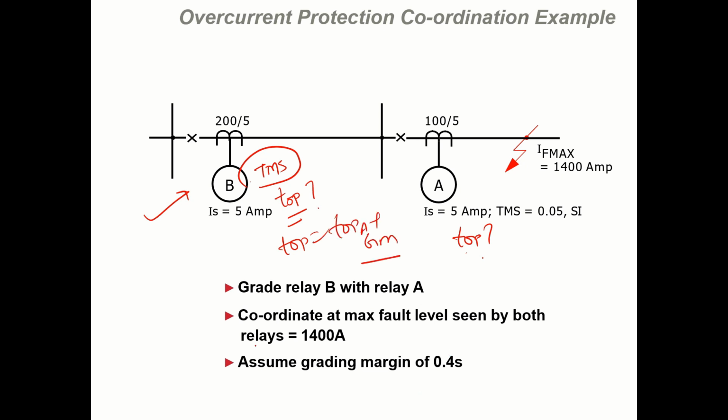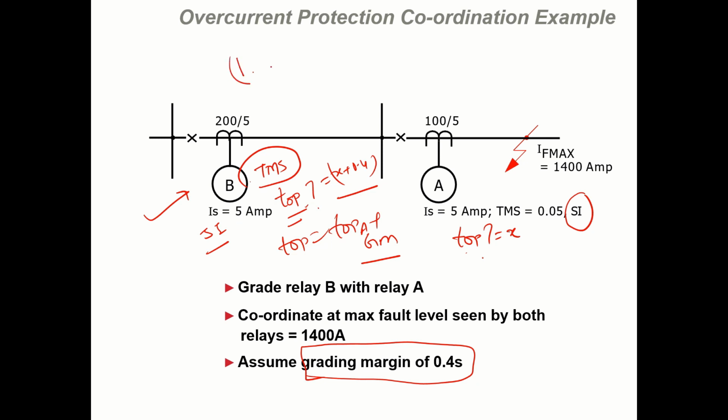In this case, we have this grading margin of 0.4 second. So if we calculate this time of operation, suppose x, so the time of operation of this will be x plus 0.4. And now if we have time of operation, we already know the curve here is simple inverse, standard inverse. So this curve will also be standard inverse. So we can calculate the TMS. Simply we will put with TMS 1 what is the time of operation.